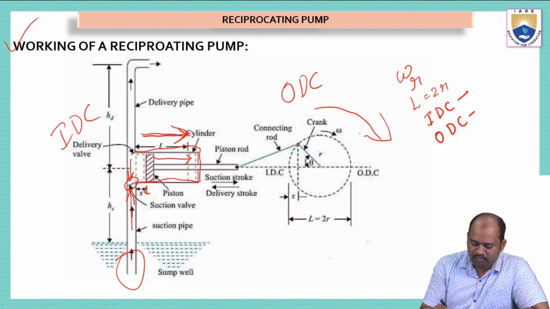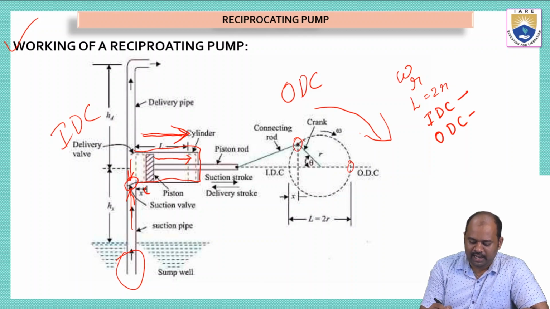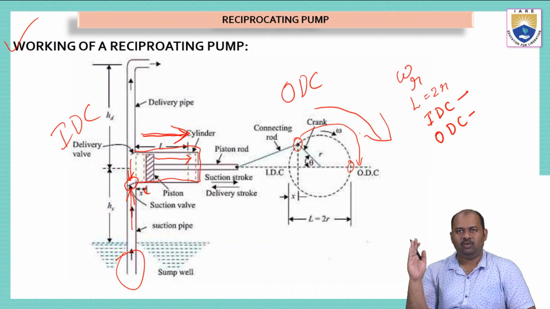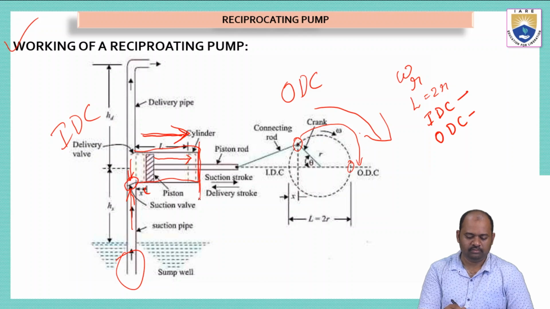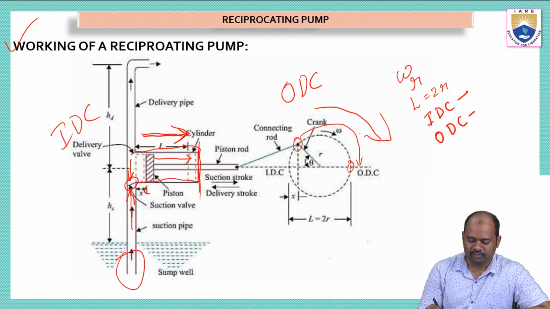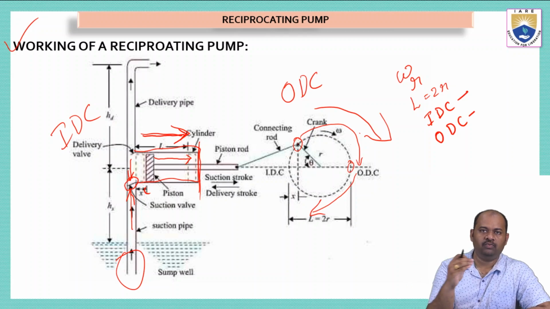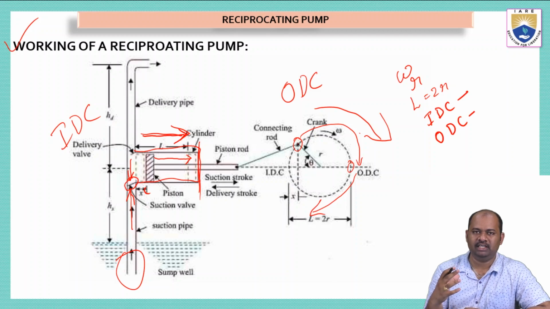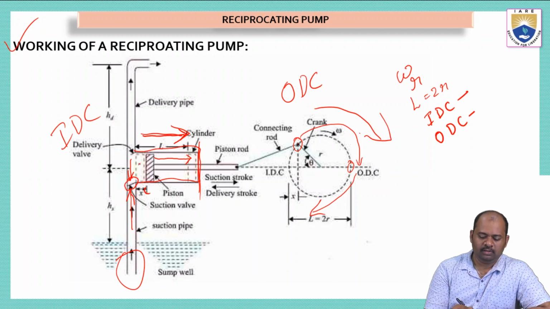Now, when the crank point has reached ODC, what happens? The piston is at the outer dead center. After it rotates further, the piston will again be moving, from the right side to left side, that is from ODC to IDC. Now the water will be pushed. Whatever water came into the cylinder will be pushed into the pipe.